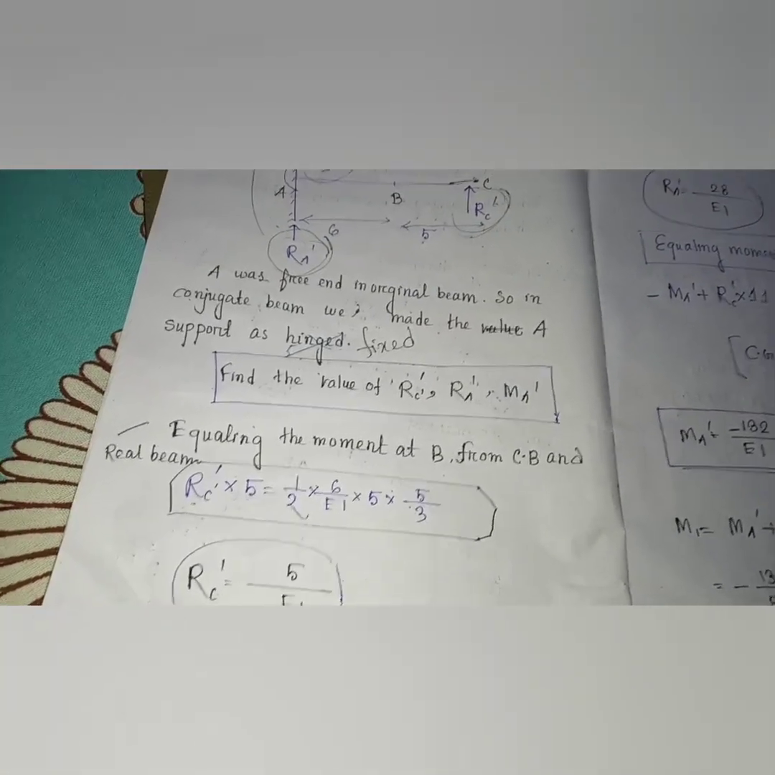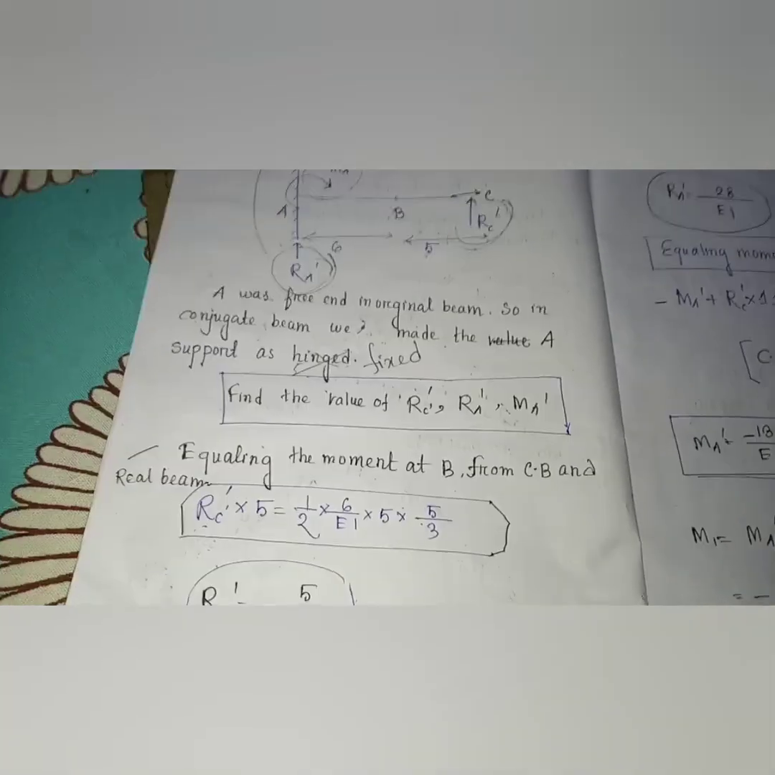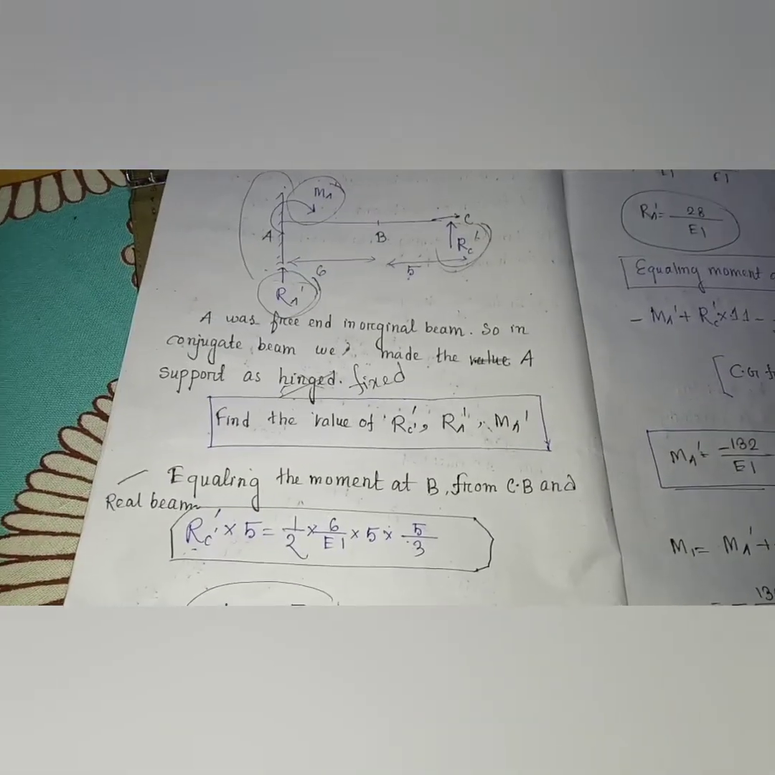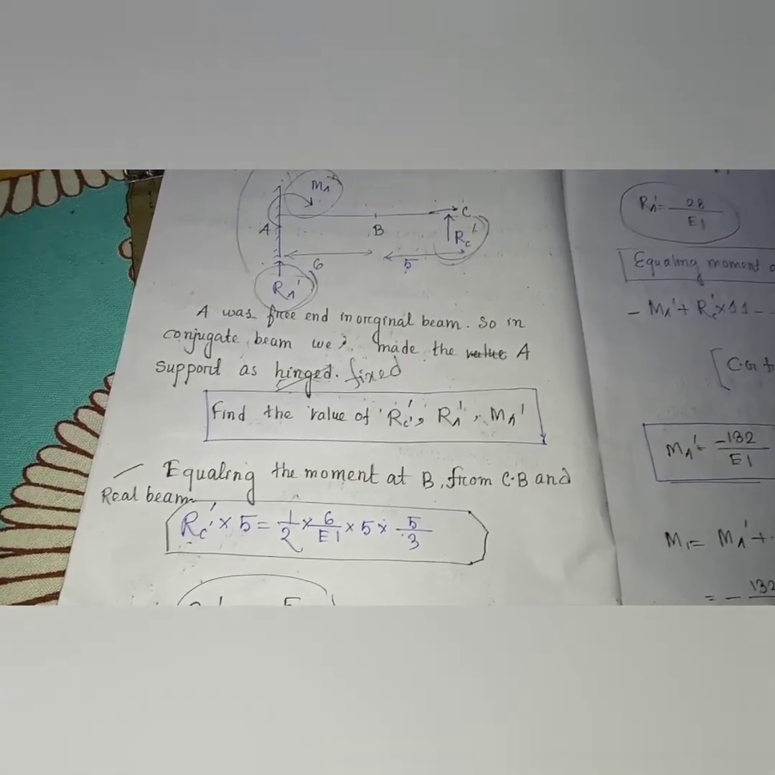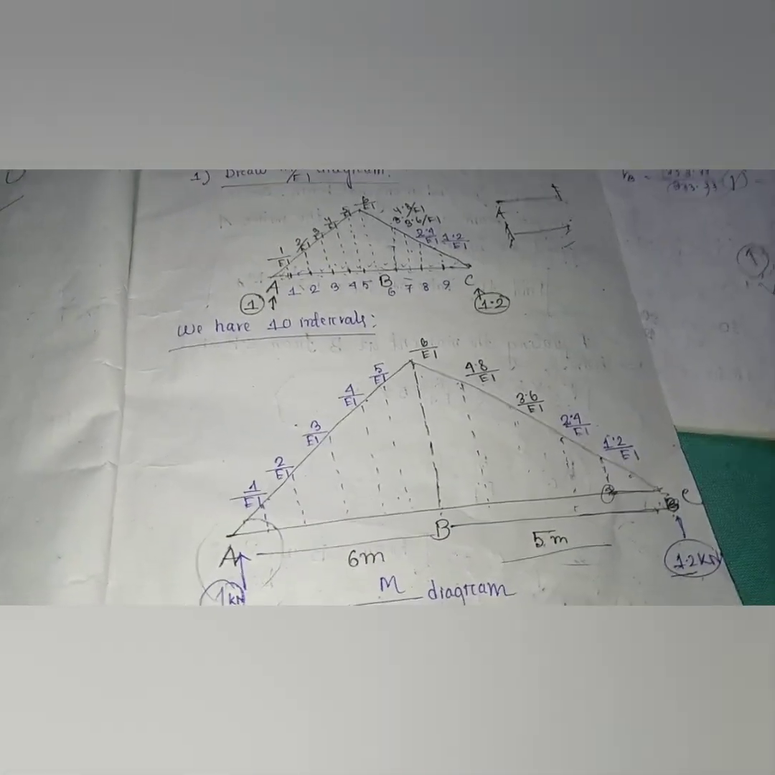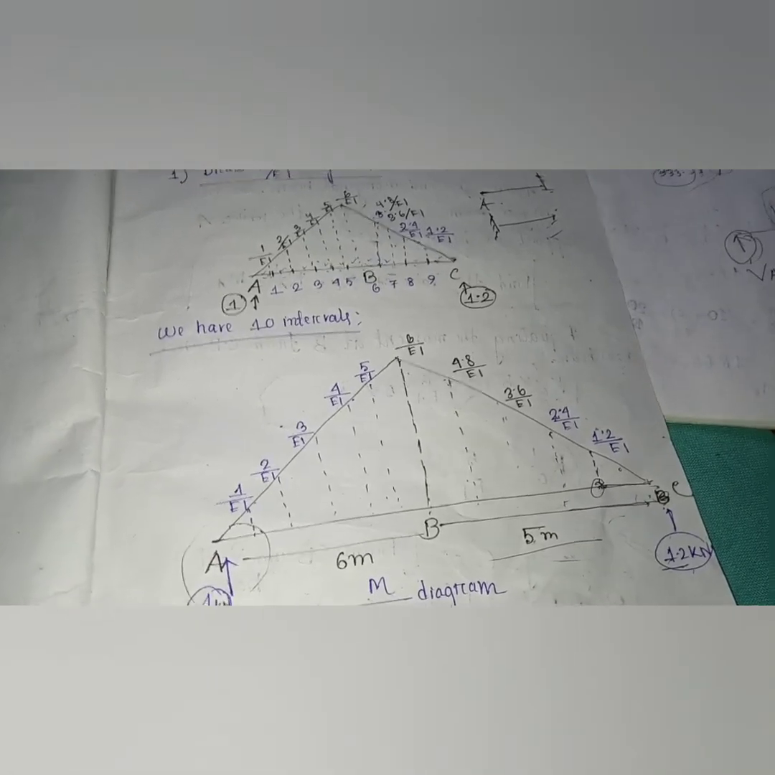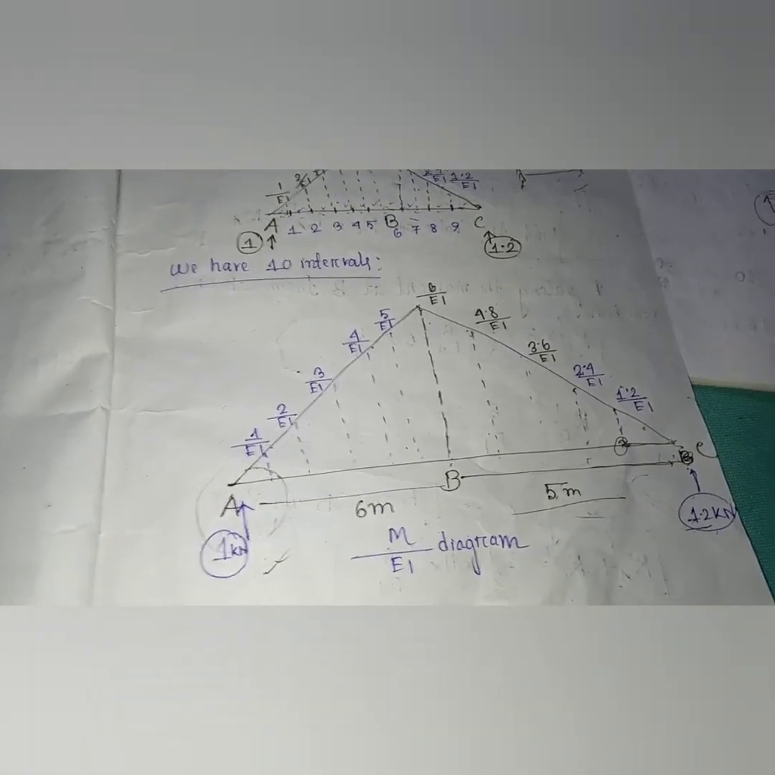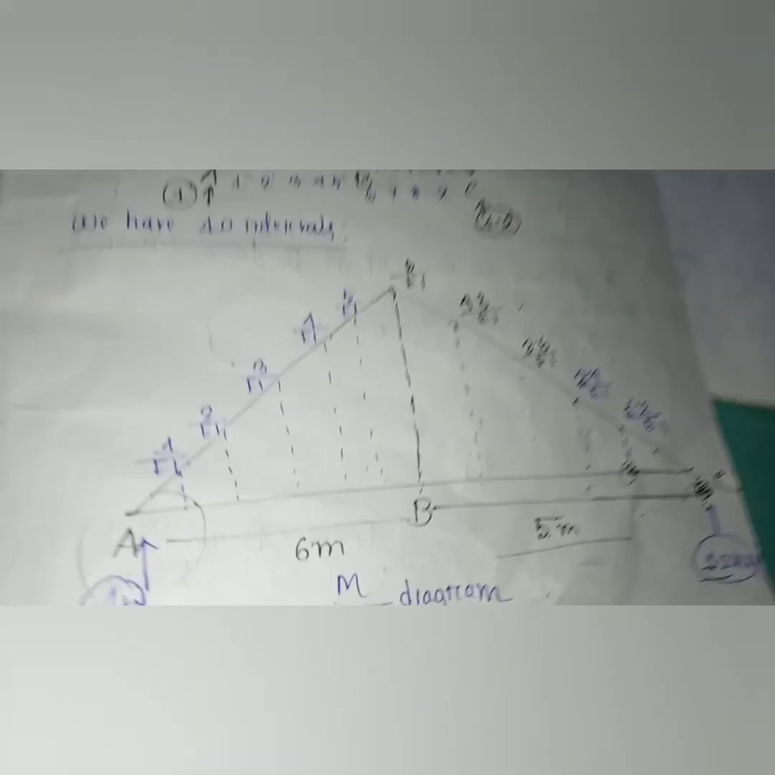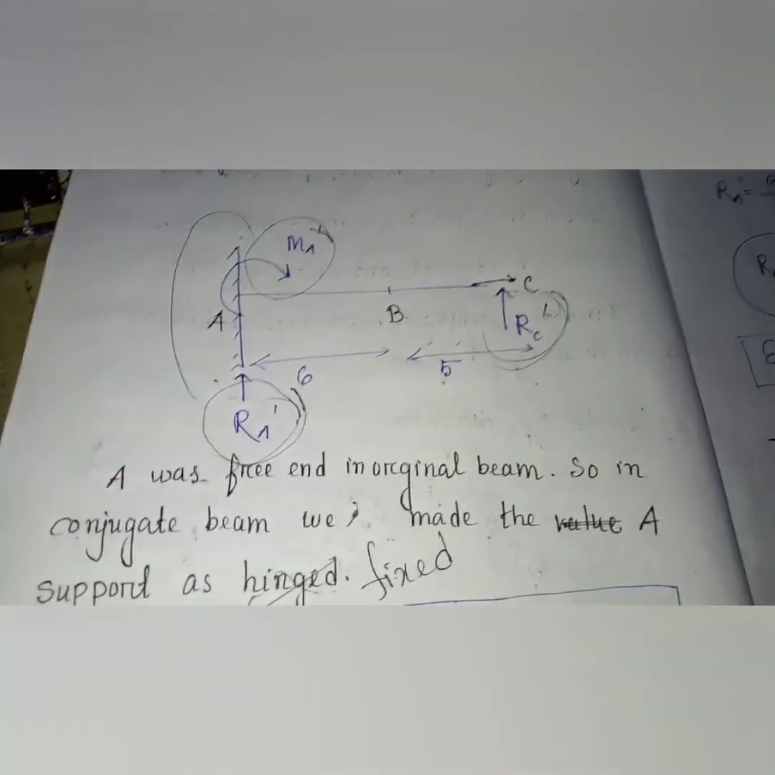Now find the value of RC prime. How will we get the values of RC, RA and MA, right? So by equating the moment at B from the conjugate beam and the real beam. That means at any portion we can equate this moment from the two diagrams. Whatever the value of moment will be at section B in this real beam, it will be the same as the value of moment at section B in the conjugate beam.